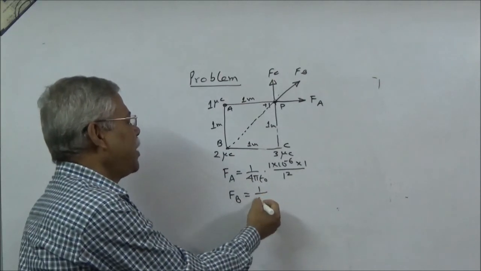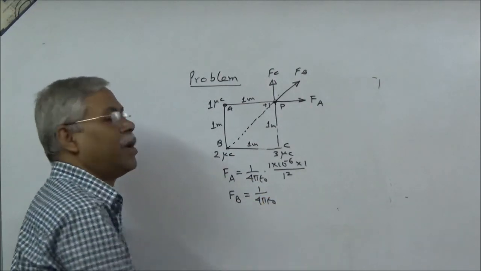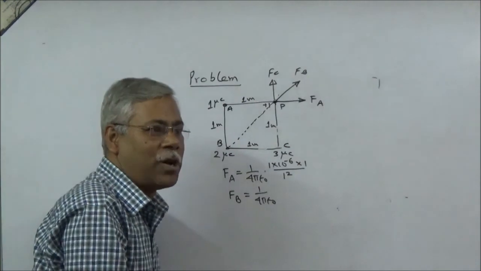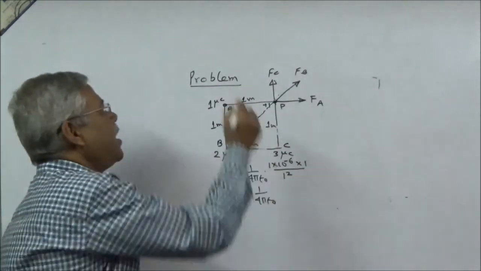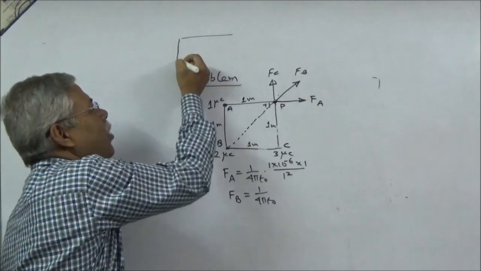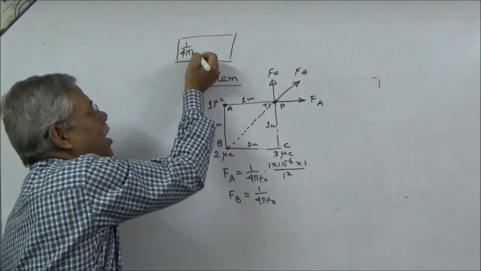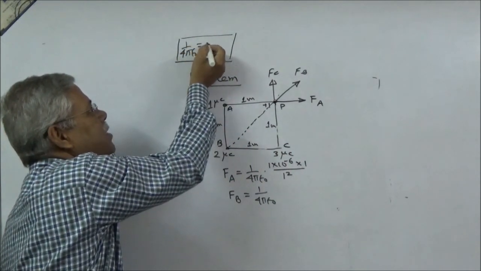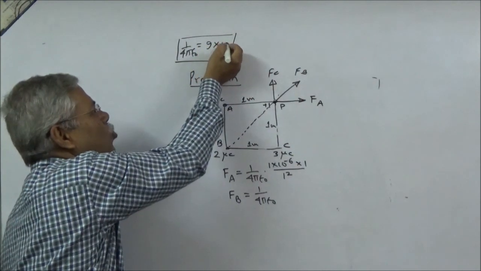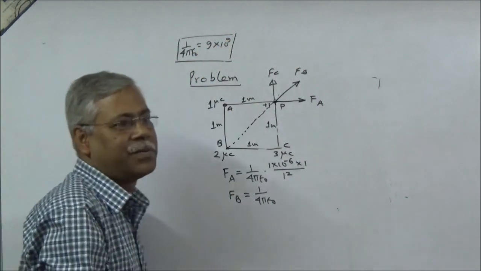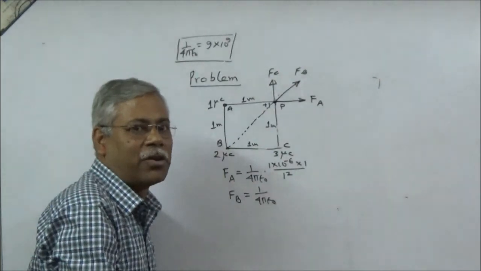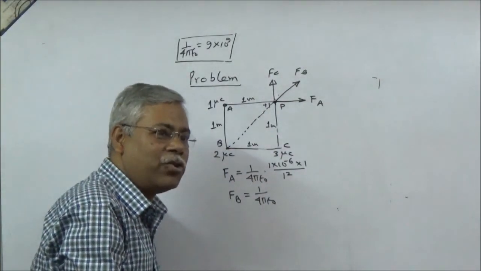1 by 4 pi epsilon naught. I have not told you the value of 1 by 4 pi epsilon naught. Write it in a box. In the SI system, 1 by 4 pi epsilon naught is 9 into 10 to the power 9. Memorize it.